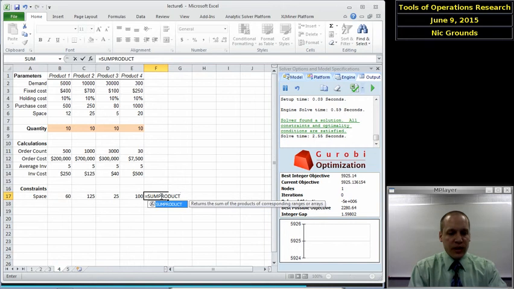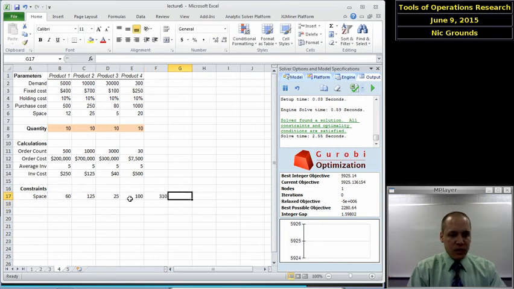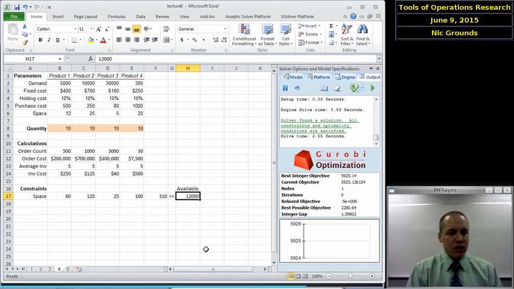All right, so if we sum each of those, we're going to constrain that to be less than 12,000 square feet. So that's our available space. So obviously, we have very small quantities that we're ordering, meaning we have very high ordering costs, very low inventory cost, and we're nowhere close to using up our space.